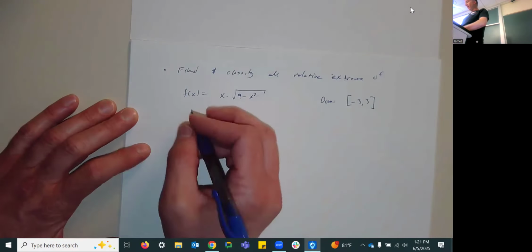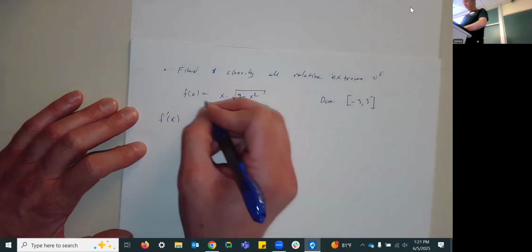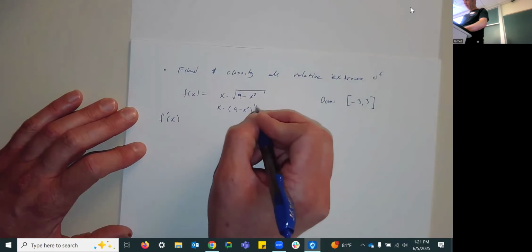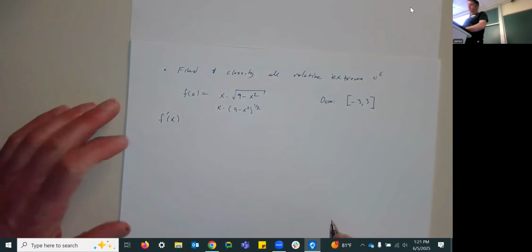Okay, so let's find the critical points. First of all, before I do that, I should probably write this as x times the quantity 9 minus x squared to the 1/2 power, so it's easier to take the derivative using the product and the chain rule.